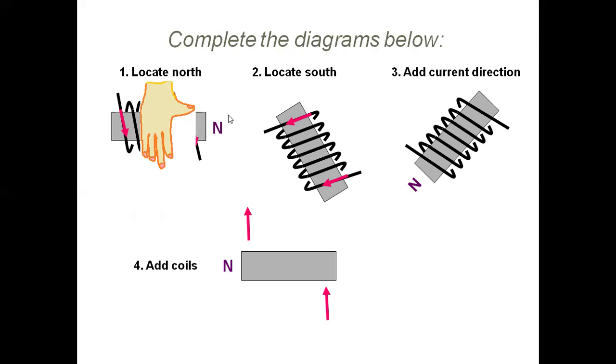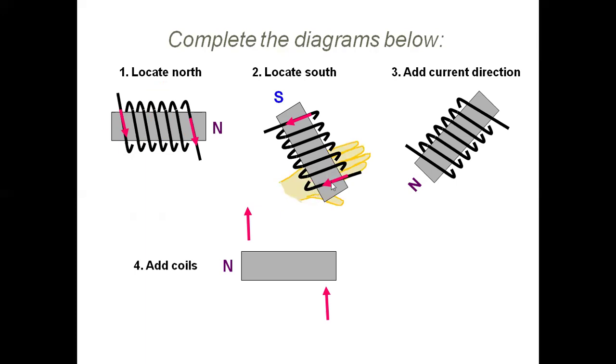Thumb stretches out to indicate north. Now here in the second diagram, you have to locate the south pole. So how will we hold it? In this diagram, it is held from the underside of the coil.